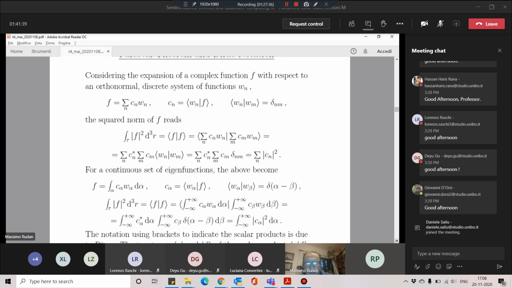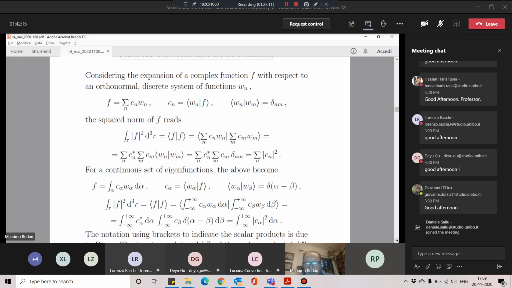It looks odd because we start with an integral and end up with the sum. But this is only because we are using a discrete expansion. If we repeat the analysis, we shall do it in a second, using a continuous expansion, we find that the integral is equal to another integral.